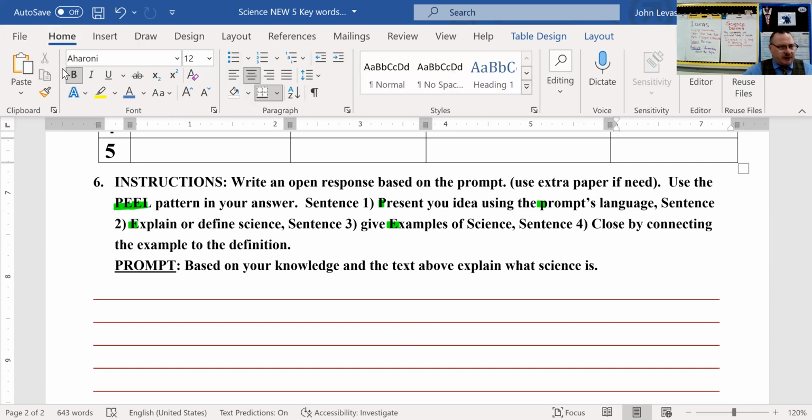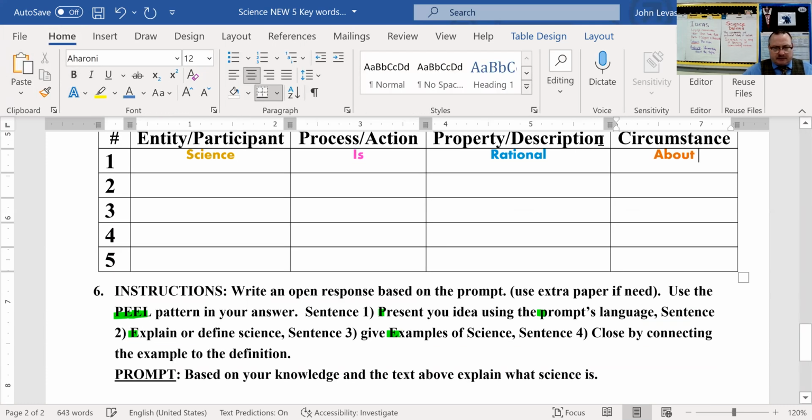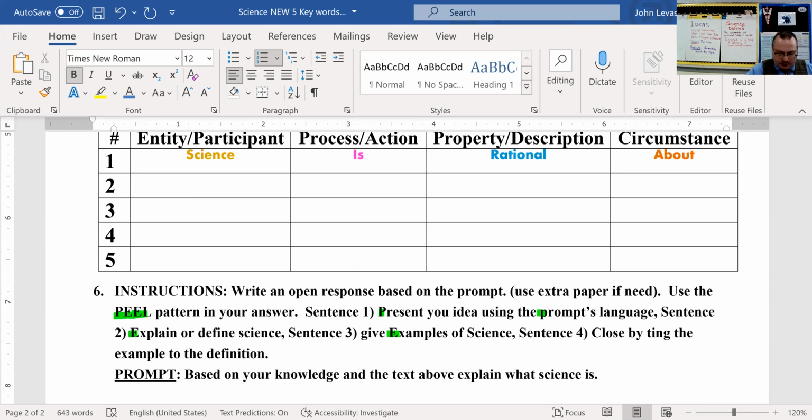I'm going to take out the word connecting and put in the word linking, because that's what L stands for. How did I mess that up? Close by linking the example to the definition.